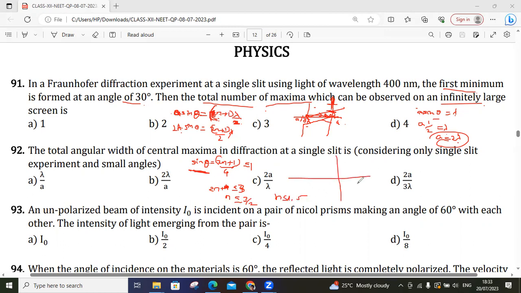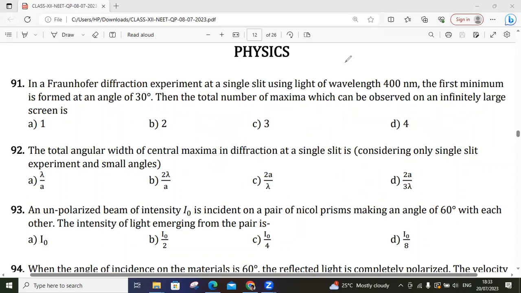So on the screen, if you see, n equal to 0 is possible, and it anyway comes. n equal to 1 is possible. n equal to 2 is not possible because n is less than 1.5. Then n equal to minus 1 is possible. So 3 are possible, maximum, not more than that. So 3 is the answer. Then we get 92nd problem, we will see.